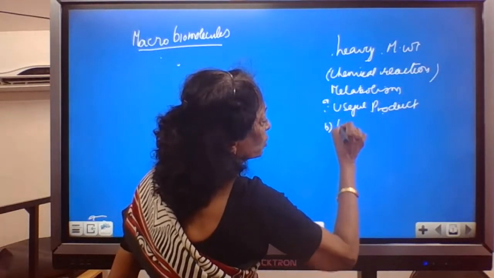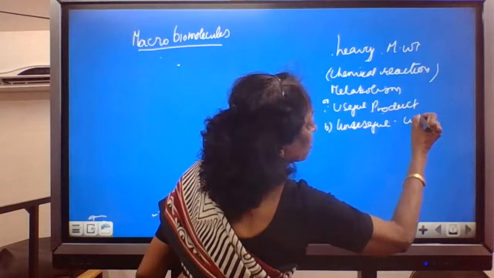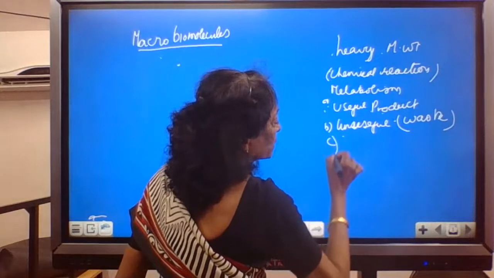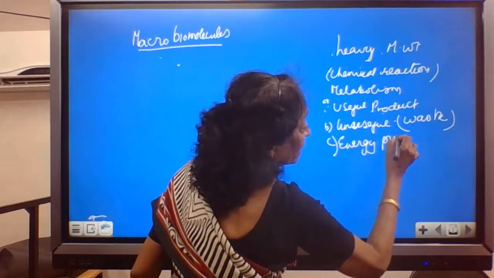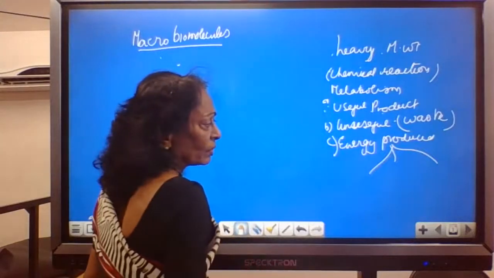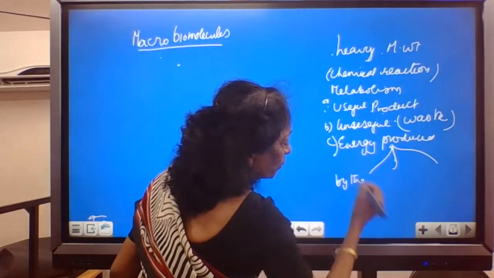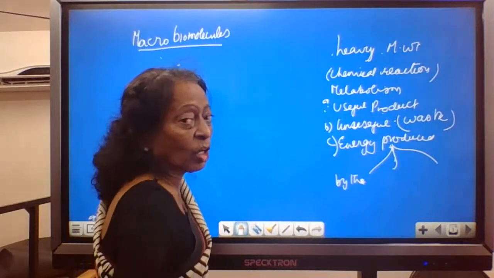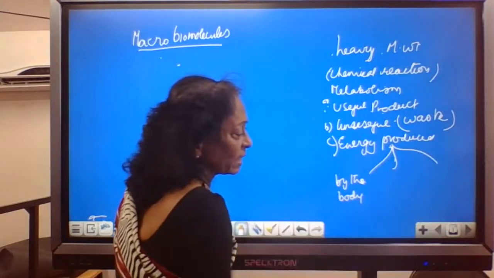Similarly, the byproduct is unuseful. The unuseful ones are the waste. It should be eliminated, sent out; your body cannot accumulate the waste. Thirdly, production of energy, energy release. This energy produced in your body is used in three ways. The energy can be used by the producer, that is, by the structure in which the chemical reaction occurs, or by the body, in other words. So the energy is used by the body which undergoes this reaction.